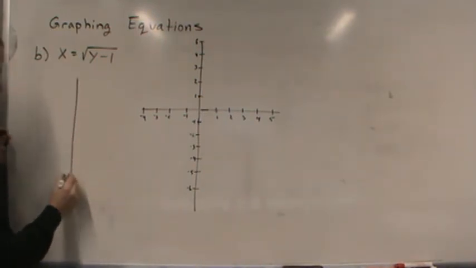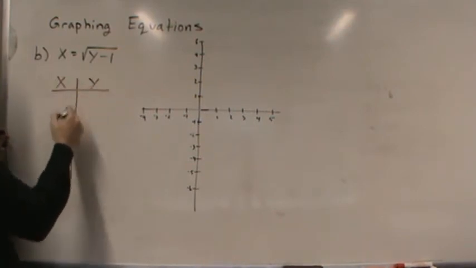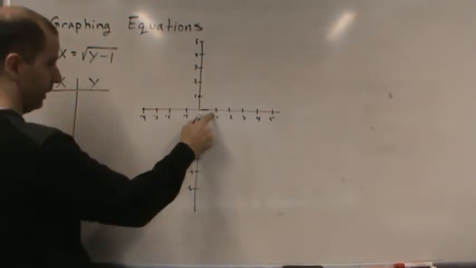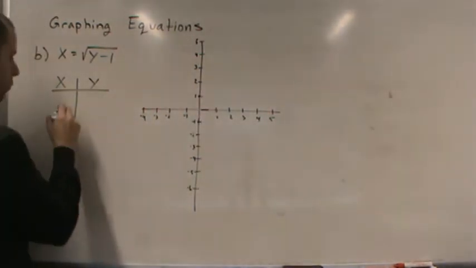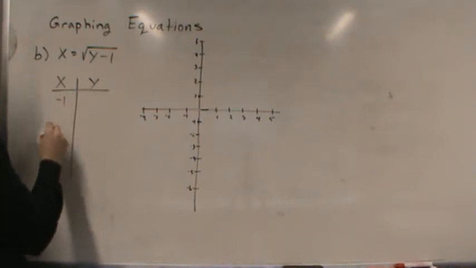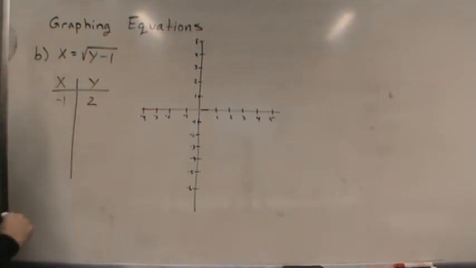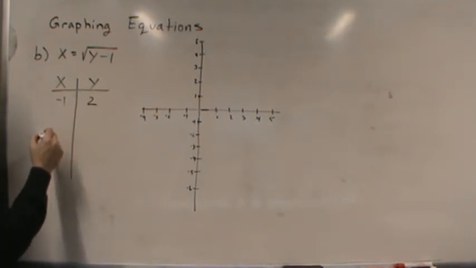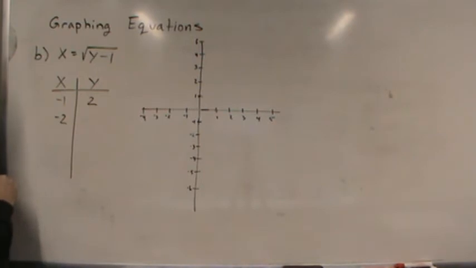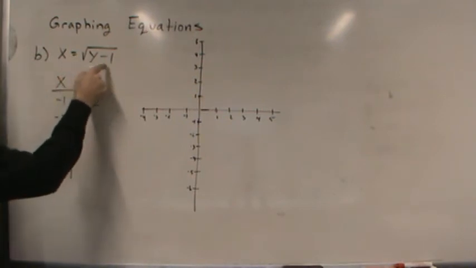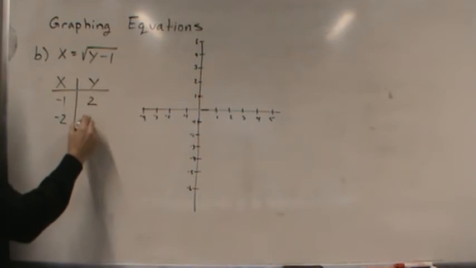This goes back to what I was talking about earlier: create a table and plug in some values. We already got 0 and 1, and 1 and 0 for x. So let's try negative 1. If we plug in negative 1 here and square both sides, we get 1, and then we're going to get 2. If I plug in negative 2, and square both sides, I'm going to get 4 equals y minus 1, which is going to give me 5.